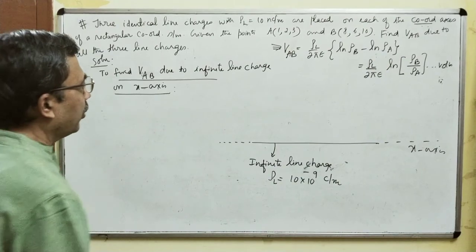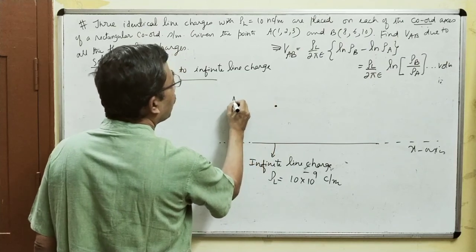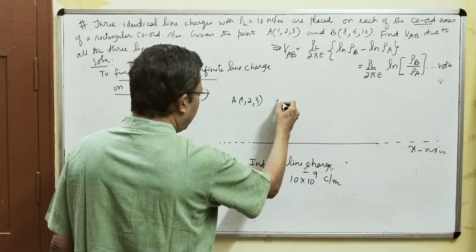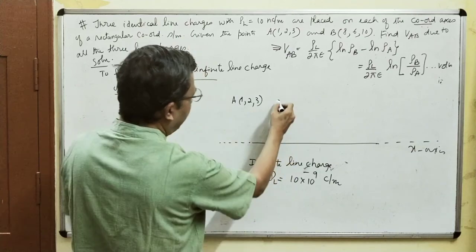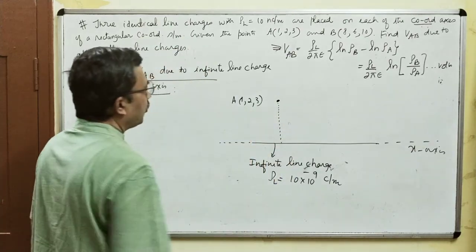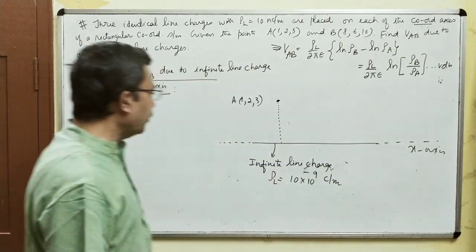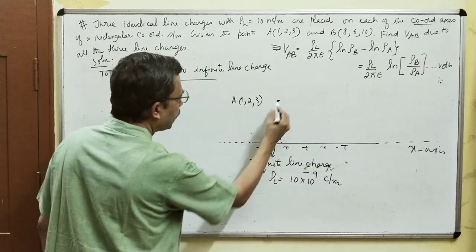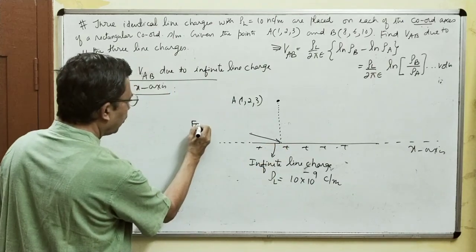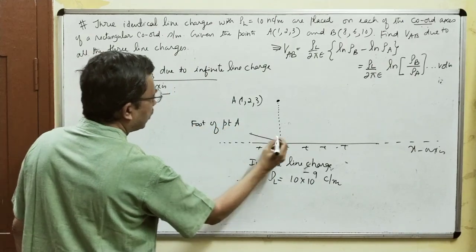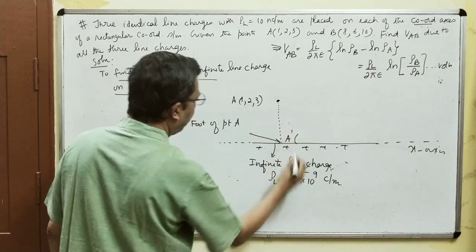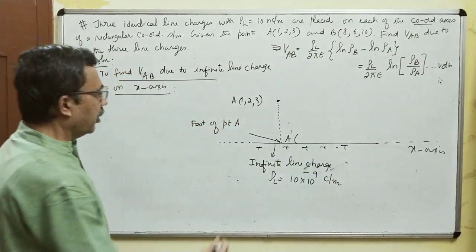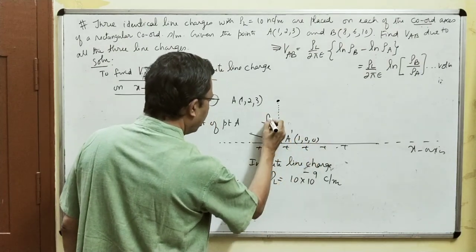Now this is point A. Point A is 1, 2, 3. Get the foot of this point. This is the normal from point A onto the infinite line charge kept on the x-axis. This is the foot of point A, that is nothing but A dash. What is A dash? A dash is on the x-axis, so y and z components are 0. Therefore, it is 1, 0, 0. This distance is rho A.